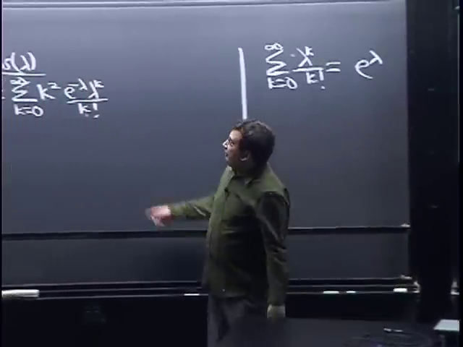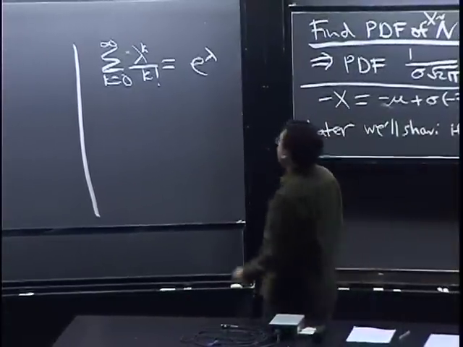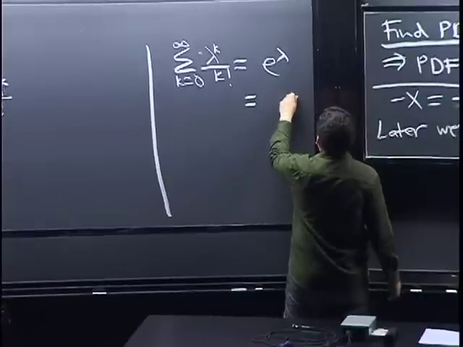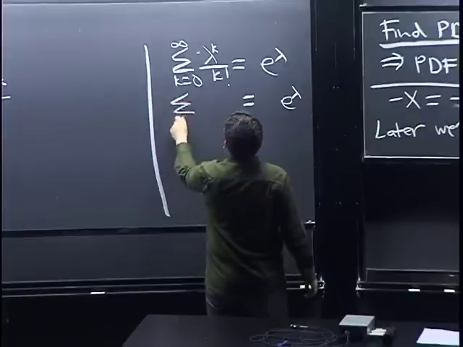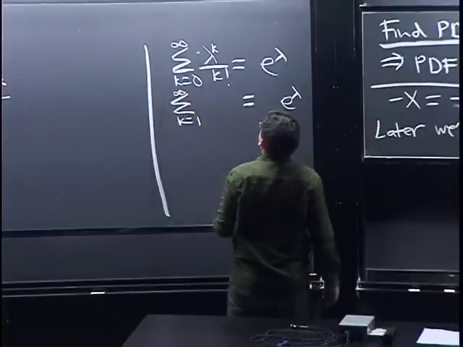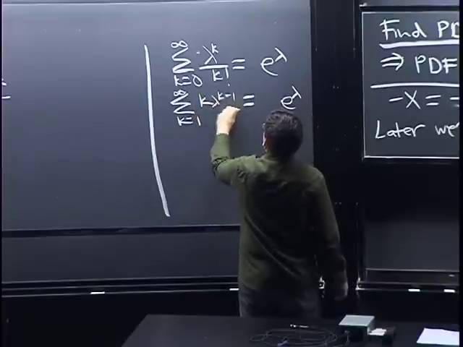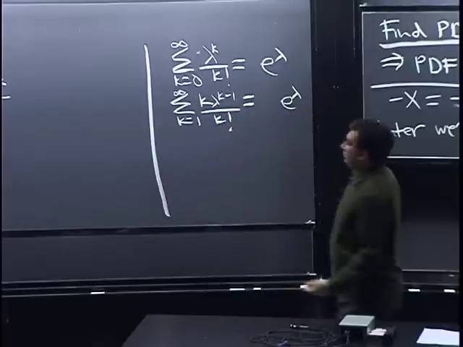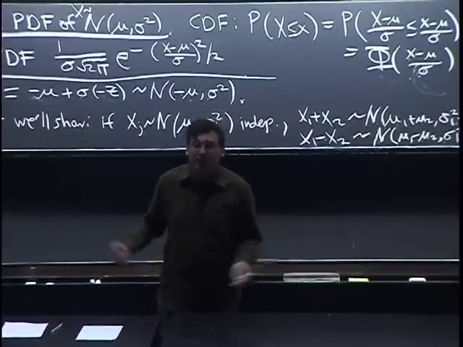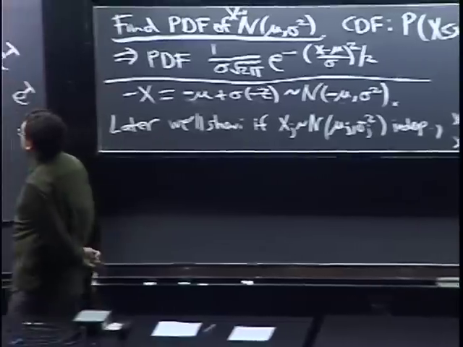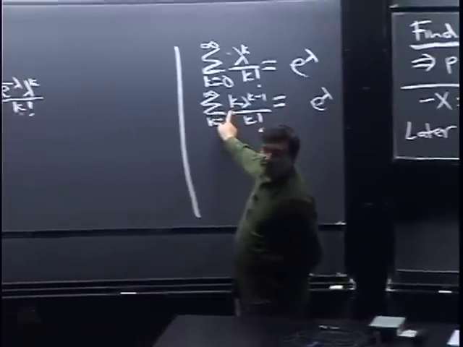Now, if I want to get a k in front, then a natural strategy would be to take the derivative of both sides. Well, that's pretty nice, right? Because the derivative of e to the lambda is e to the lambda. The derivative of the left-hand side, I'll start the sum at 1 now, because at 0, it's 0. So we have k lambda to the k minus 1 over k factorial. I just took the derivative of both sides. I exchanged the derivative and the sum, which is valid under some mild technical conditions. Now we're getting closer, but we still only have a k, not a k squared.